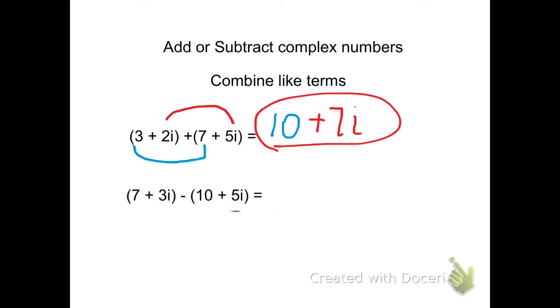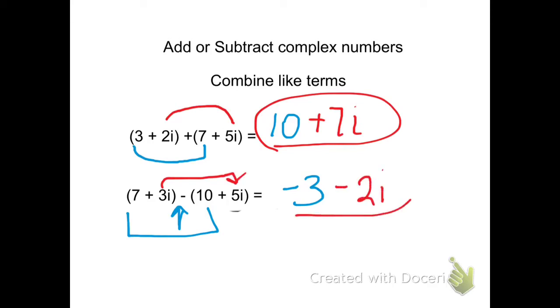And you can follow the same procedure when you subtract. This tells you that you want to subtract them because there's a minus sign. So we combine or subtract our like terms. 7 subtract 10 would give me negative 3. And I do the same thing with my imaginary numbers. 3i subtract 5i would give me negative 2i. And again, if I put that in my calculator, it would give me that answer.